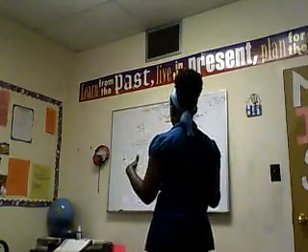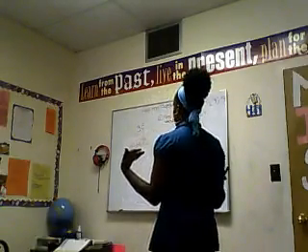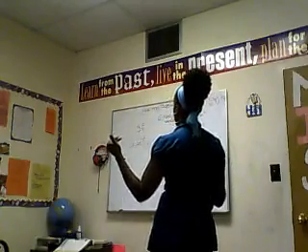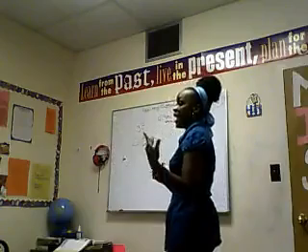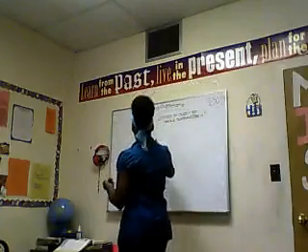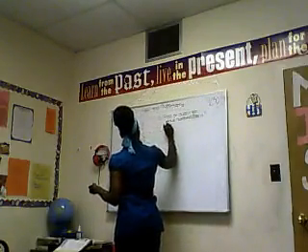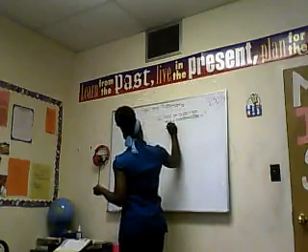First thing you do, you're going to add and subtract the whole numbers as is. If your denominators are the same, you can go ahead and add or subtract the numerators.